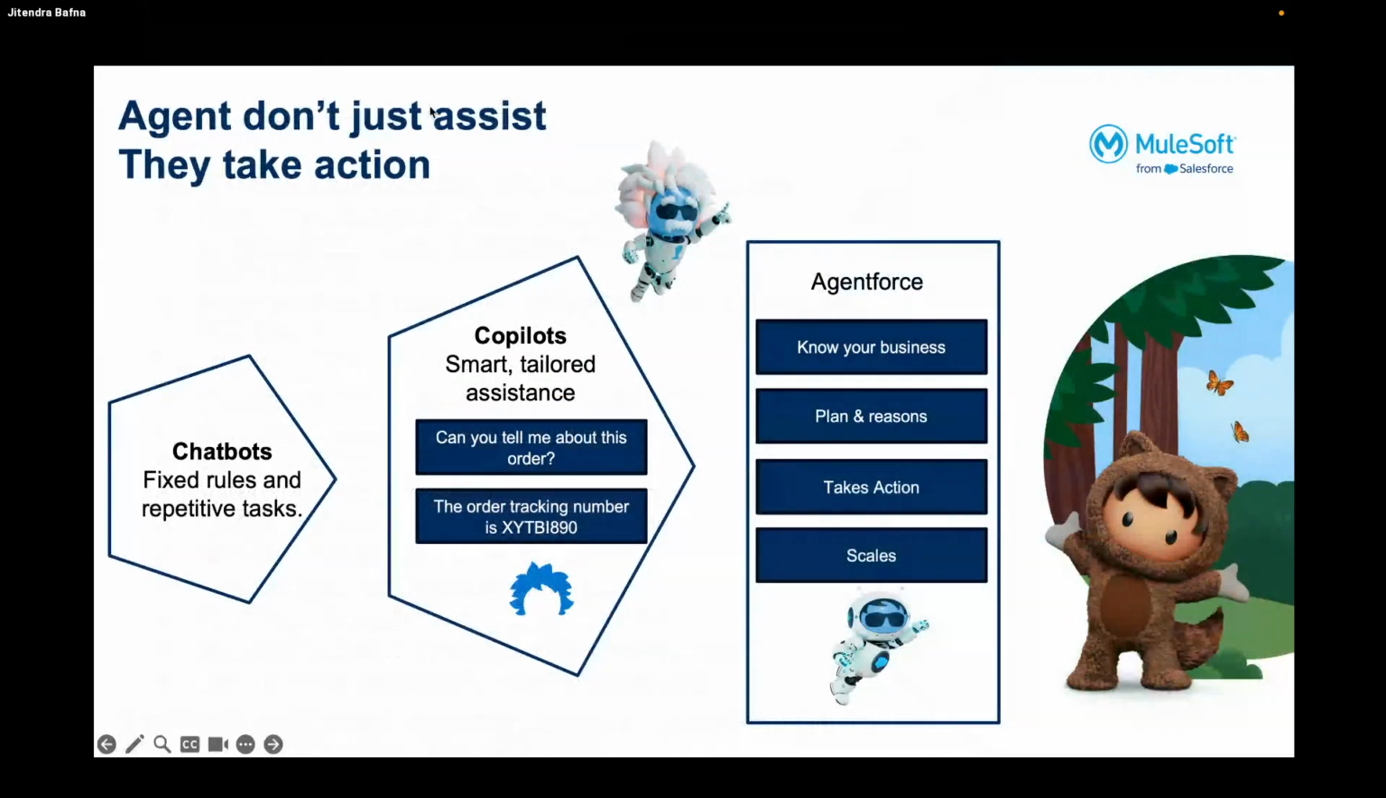So agents don't just assist us, they take action, right? Initially, we had chatbots. What a chatbot does is follow a fixed set of rules, and handles repetitive tasks, right? But it cannot think, and it cannot perform an action. It can interact with us and provide some options, like what you want to do, but it cannot perform actions.